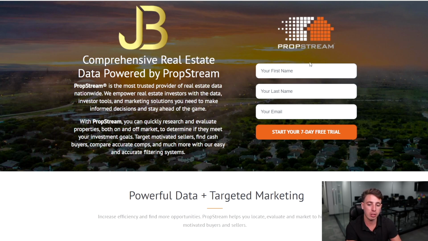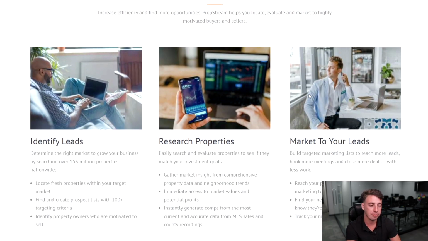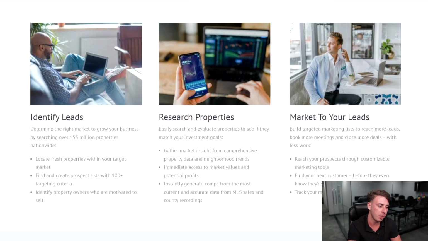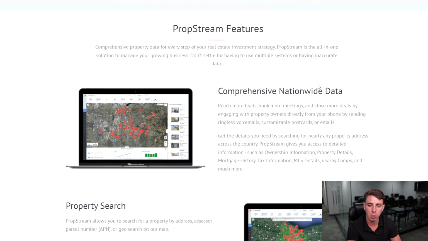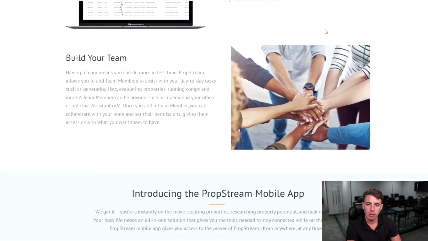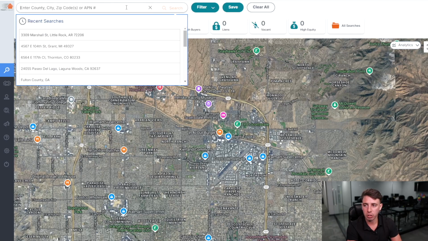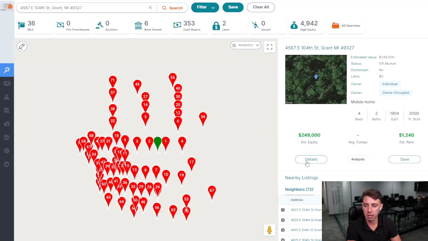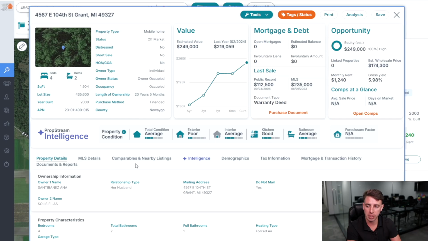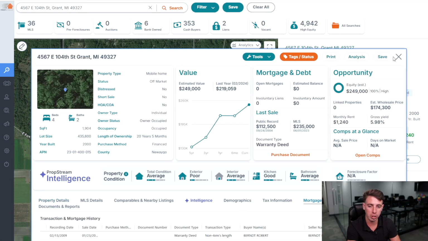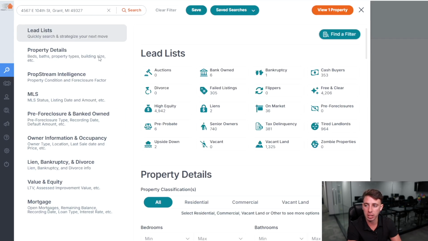What PropStream is, it's an all-in-one real estate investor tool that lets you pull motivated seller lists, conduct marketing, research properties, market to those leads, and so much more. You can search up any property across the country, and it's going to give you all the information about that property at your fingertips. You're going to be able to run comps. You're going to be able to see the mortgage and transaction history from when they bought it and sold it. And then you can also pull motivated seller lists. You can pull vacant lists, absentee owner lists, death, divorce, senior owners, failed listings, free and clear property, bankruptcy properties.